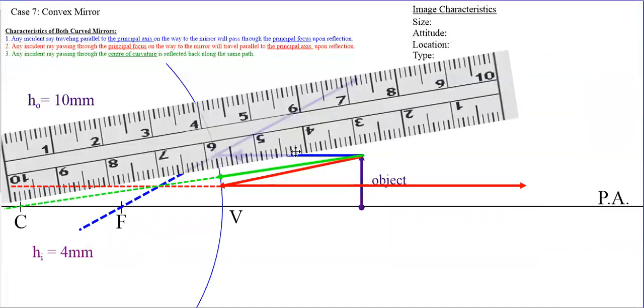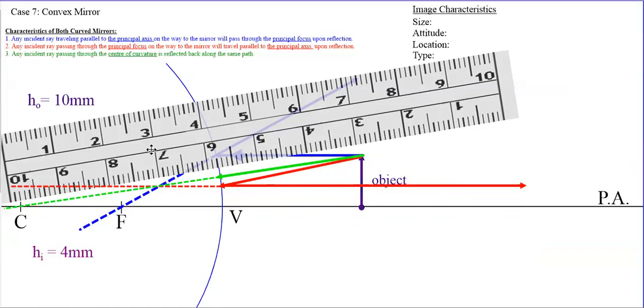Rule number 3, still just draw one line. The line changes as you go from one side of the mirror to the other as far as whether it's solid or dotted, but rule number 3 is still the best one to draw because it's only one line. Any light ray that travels through the center of curvature is just going to reflect back down its original path. So you get your ruler involved, just draw a straight line connecting C with the top of the object.